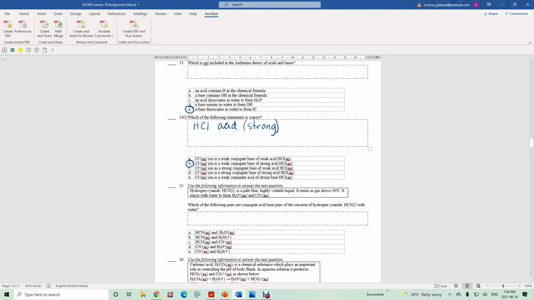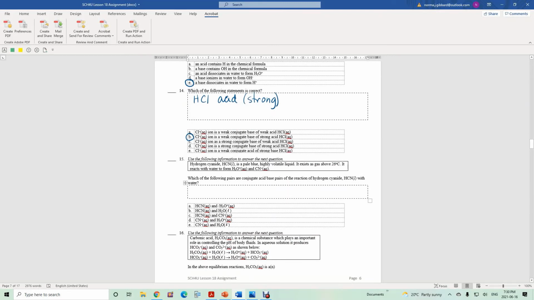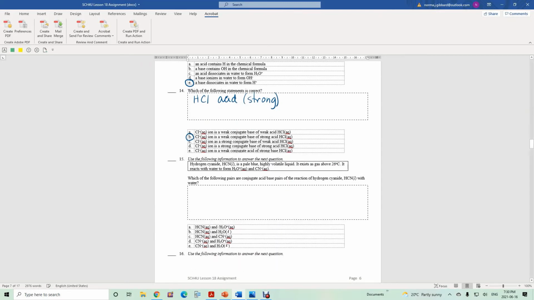Okay, number 15. So in this reaction, we are going to have hydrogen cyanide, which is your acid, and your base, and you're going to get your H3O plus and your CN minus, your base. And so our answer there is C.